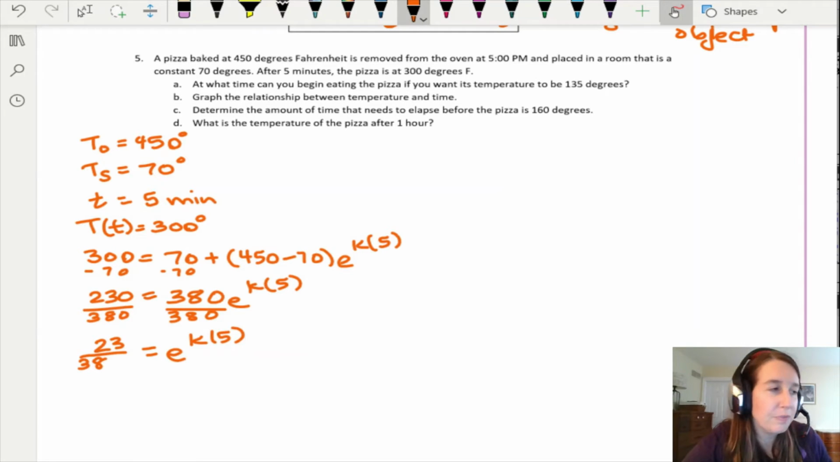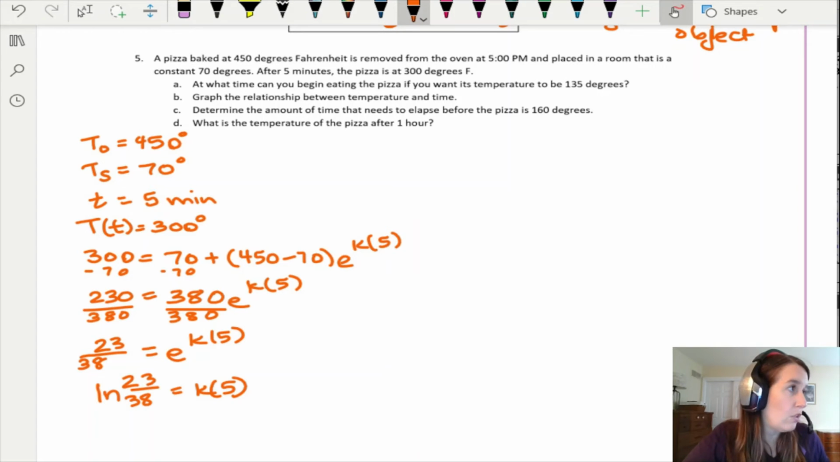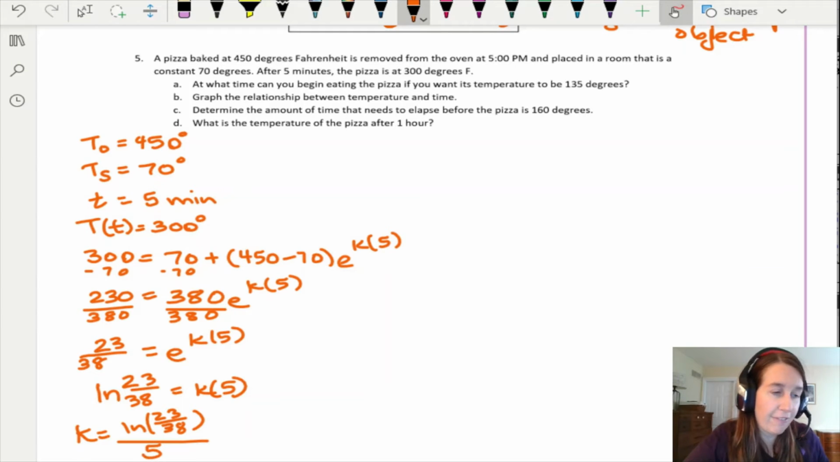5k is fine too. All right, now that I have the e by itself, the base by itself, I can change to log form. So that would be ln 23 over 38 is equal to k times 5. Okay, so in other words, our k value is the natural log of 23 over 38. And then to find k, we just divide all that by 5.